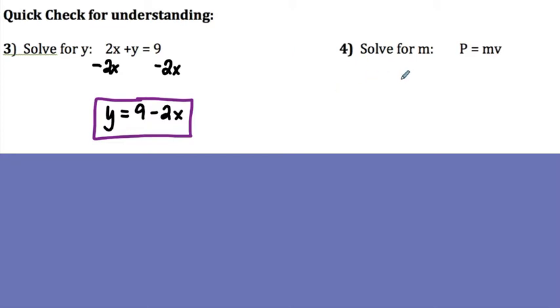Here we've got solve for m. So we want to isolate m. Now here we have to be a little careful. m and v are being multiplied. That right there is multiplication. So to undo it, we have to do the inverse operation. So I have to get v to the other side by dividing both sides by v. So p over v equals m. Those are basic literal equations.